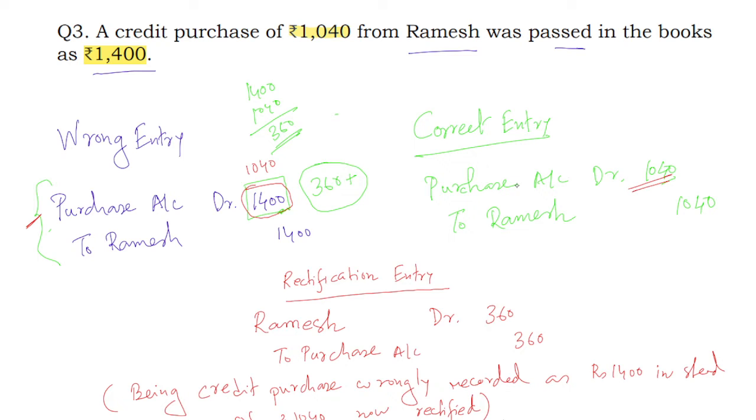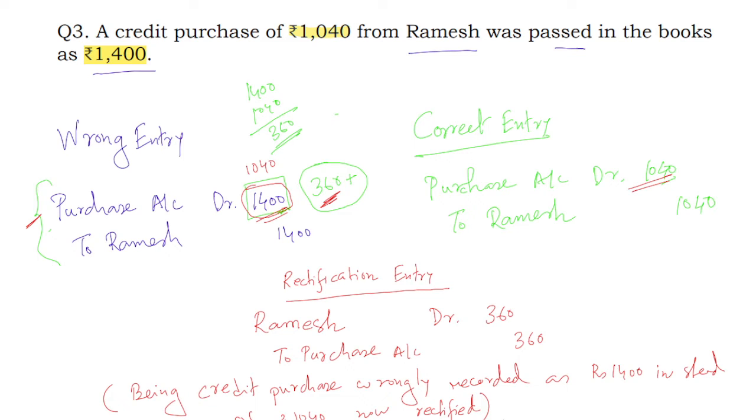It should be 1040. But what happened? We have recorded 1400. So we have recorded 360 more. In accounts we cannot erase it and correct it. The only way to reduce the balance is to pass the reverse entry.